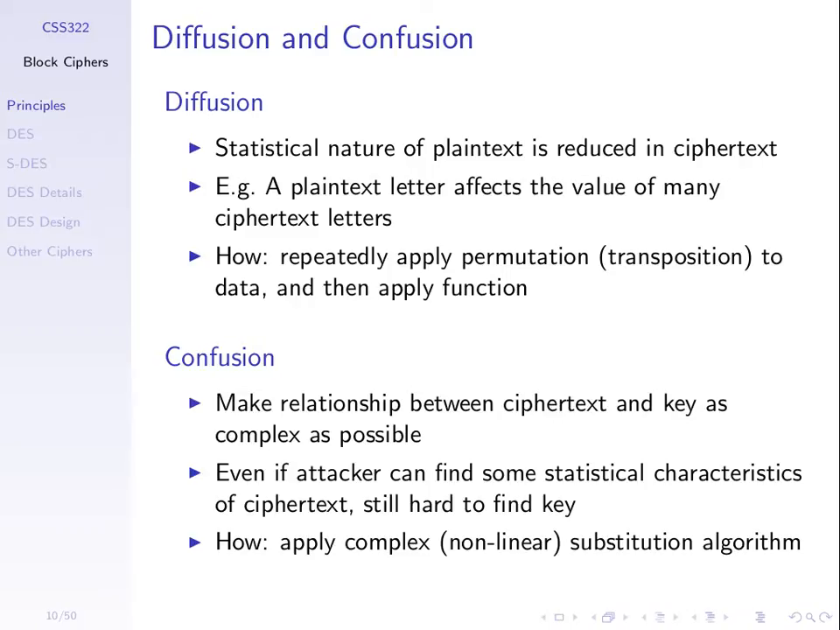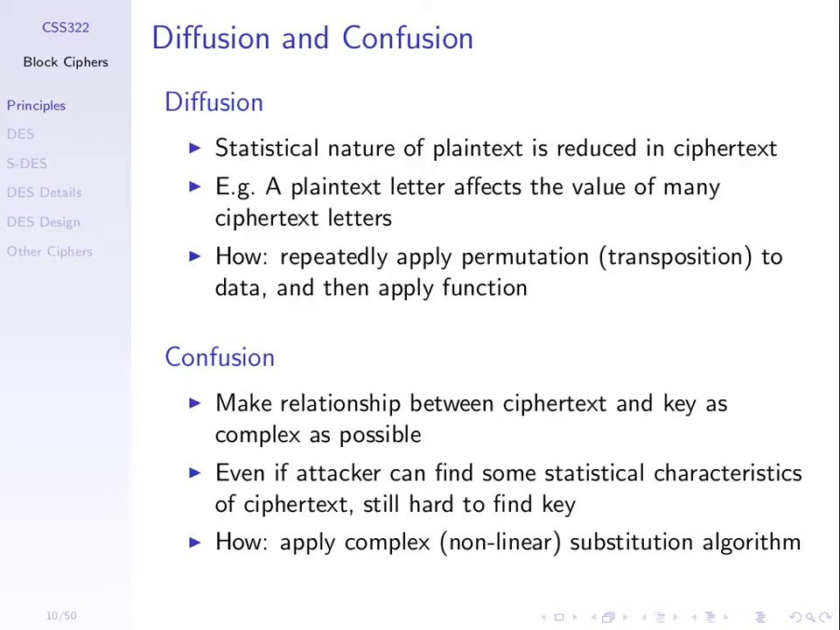That's the idea there. So that the structure in the plain text, or the statistical nature of the plain text, is reduced in the ciphertext. So preferably it looks random in the end. How to achieve that? Apply permutations or transpositions repeatedly on the input plain text, and apply some function like a substitution function. In the same way that DES has some basic permutations, we saw those P boxes, and in simplified DES the P10, P8, P4 permutations, but also some S boxes for substitutions, and repeat each round. So that increases the amount of diffusion of the plain text.